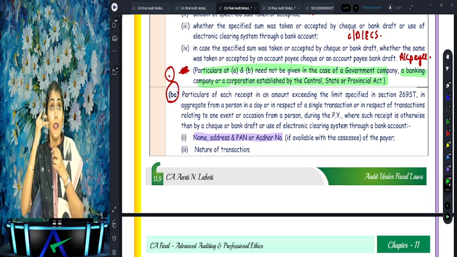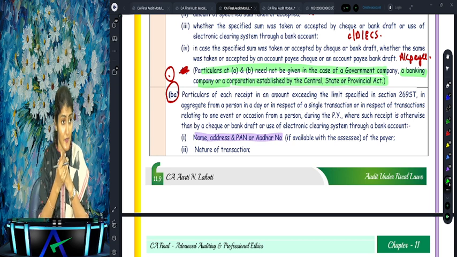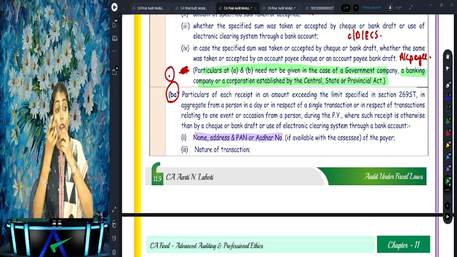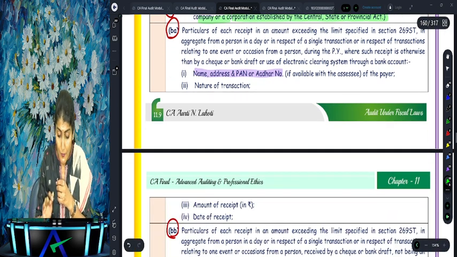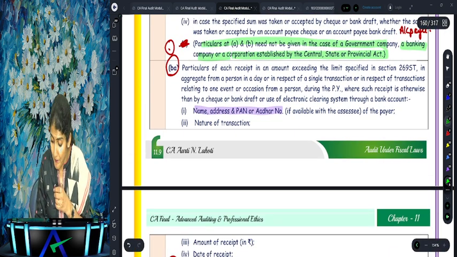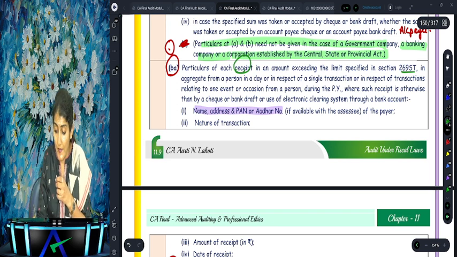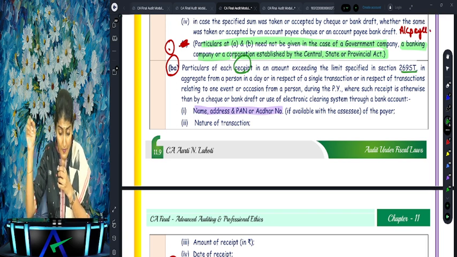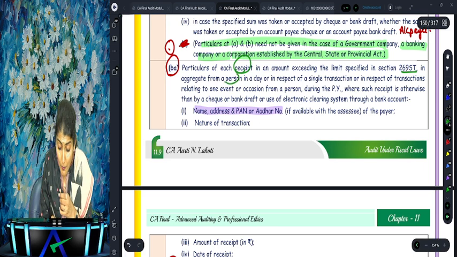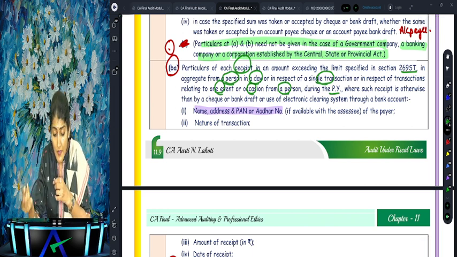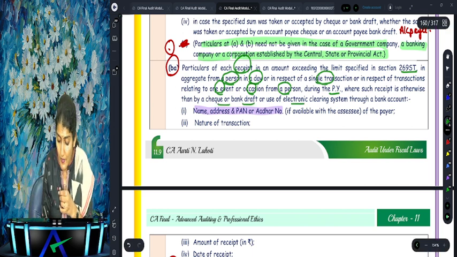Right, 31BA and BB is regarding the receipts. And now what does it say? You are in receipt of money in excess of 2 lakh rupees in cash. So what does it say? Particulars of each receipt in an amount exceeding the limit in 269ST, in aggregate from a person in a day, or in respect of a single transaction, or in respect of transactions relating to one event or occasion from a person during the previous year, where such receipt is otherwise than by check, draft or the ECS.